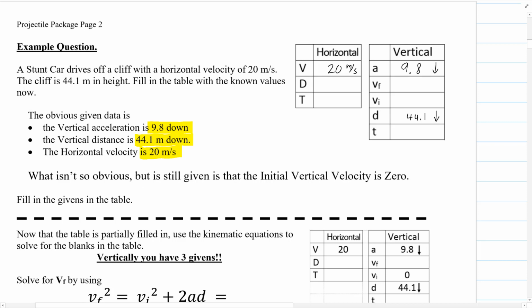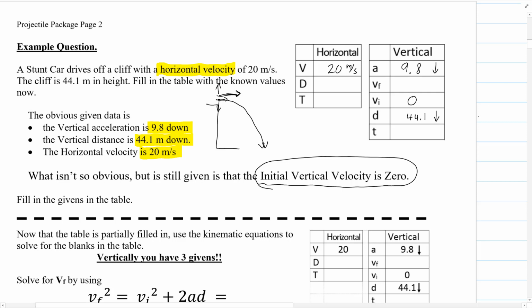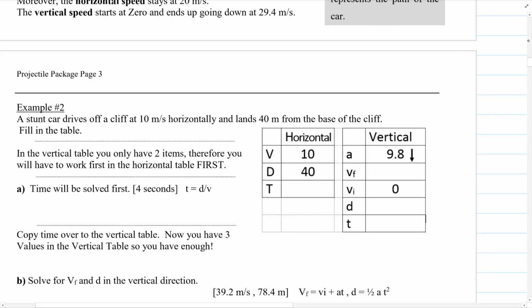What isn't obvious is that we can actually take a fourth piece of data out of this, and it's that the initial vertical velocity is 0, because it says it's fired horizontally. So it's launched off of a cliff. Let's just kind of picture this. It's launched off of a cliff, and it lands like that. But when it's launched horizontally, it's going this way. So it's not going up or down the moment it leaves the cliff, it's going that way. So the initial velocity is 0. Okay, skipping on down.